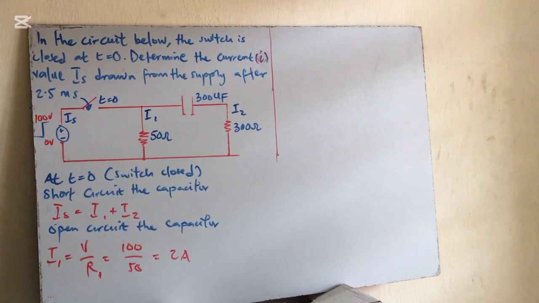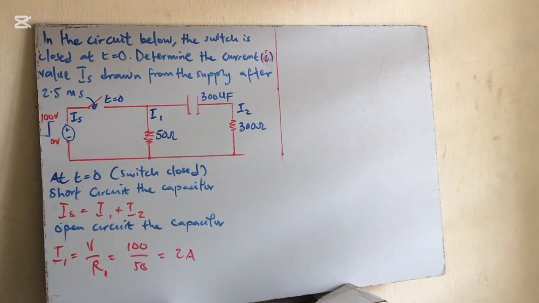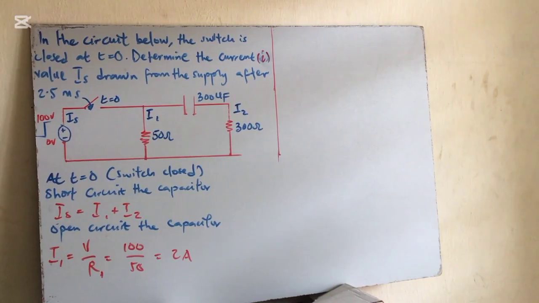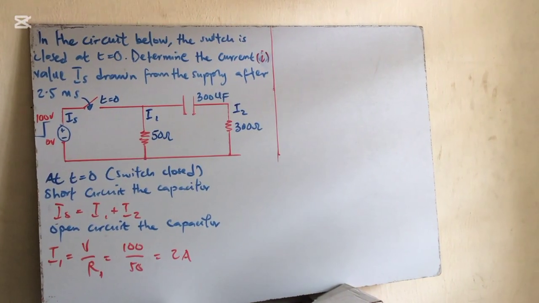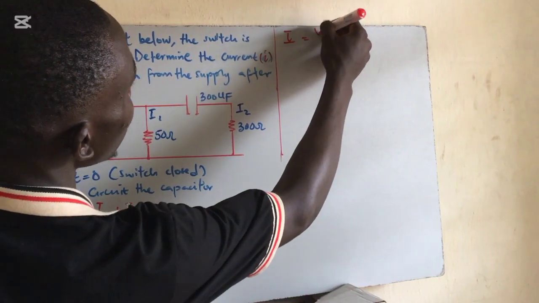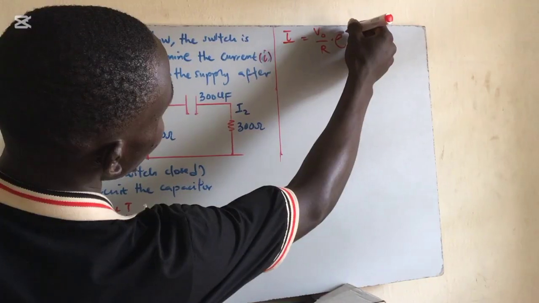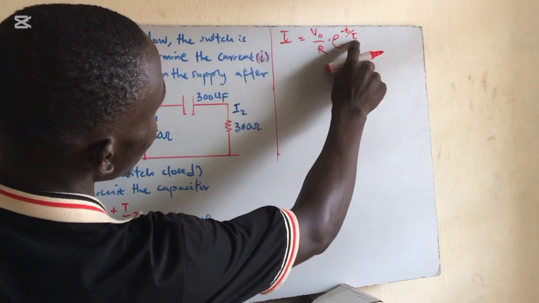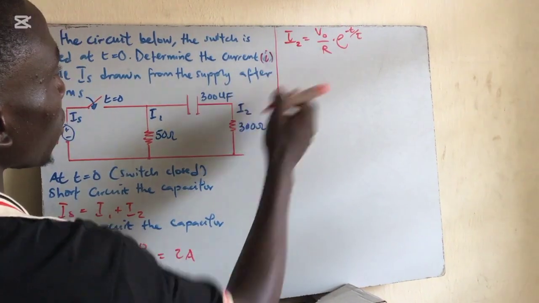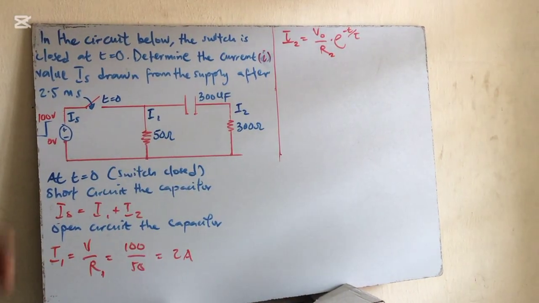Are we together? So now, we are going to take the time constant for this I2. The reason why we are taking time is that we are going to be using this formula, I is equal to V naught over R exponential minus T over tau. So this is the time constant that we need for the second current here. So we need to get the time constant.